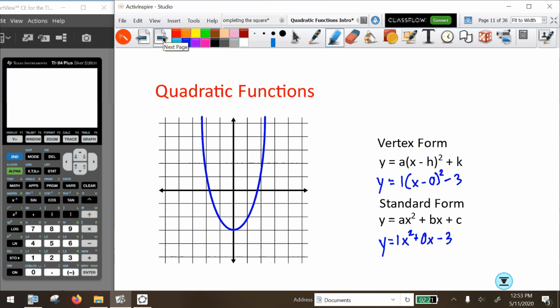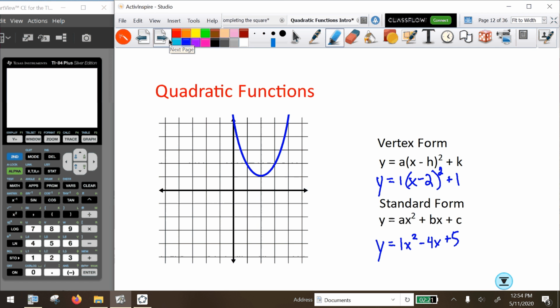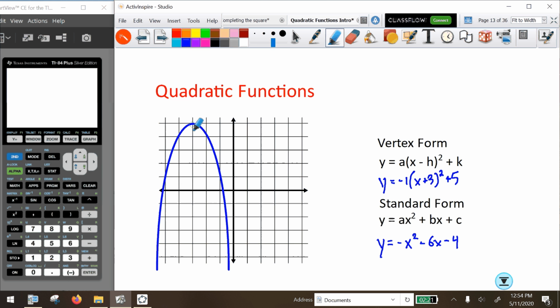Now, quadratic functions. Here are a couple examples, and I wrote their equations in both vertex form and standard form. There is a connection between the vertex and the vertex form equation. You'll notice here the coordinates of this vertex are 2, 1, and you see a 2 and a 1 right here. If you'll notice here, the coordinates of this vertex are -3, 5, and you'll see a 3 and a 5 right here. So the vertex form equation has the vertex of the parabola embedded in it.